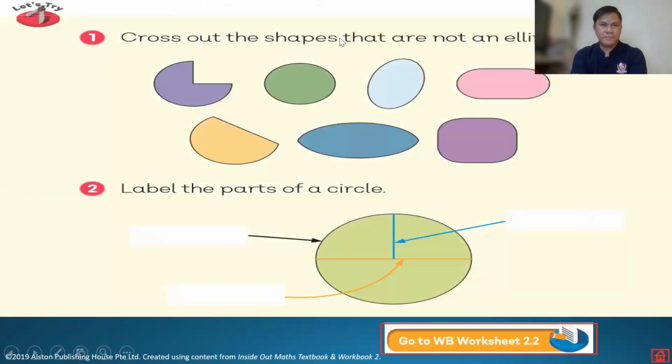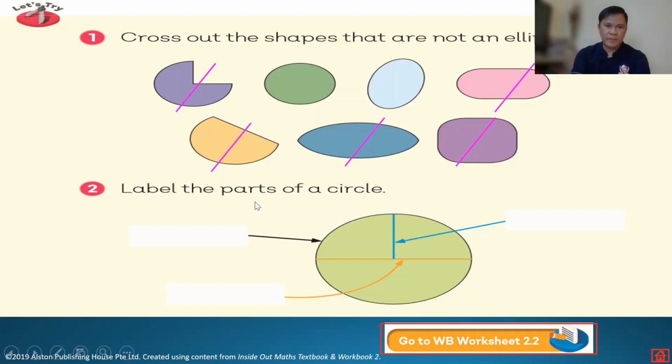Let's try to answer this one. This is not in your book. This is only an example of what you learned in our lesson today. Can you identify and cross out the shapes that are not ellipses? Look at the picture. Which ones of these are not ellipses? Can you use your finger and point? Is this one? You are correct. How about this one? This one? This one? Okay. So these are not ellipses. The shapes that I crossed are not ellipses.